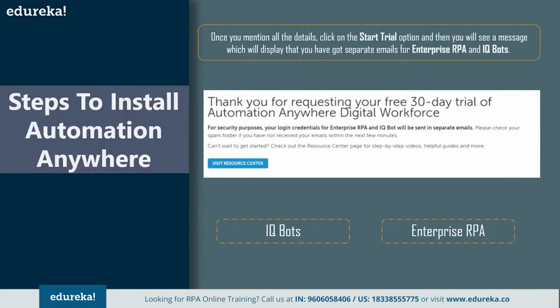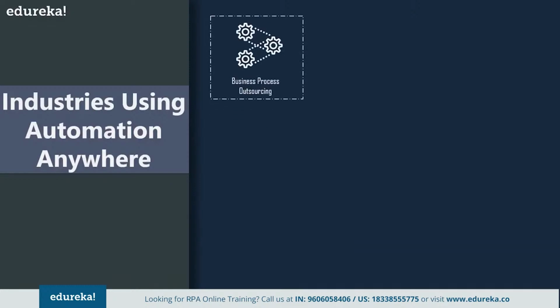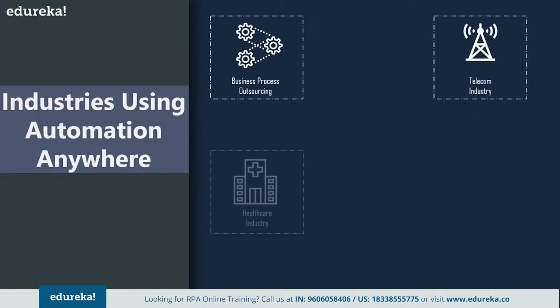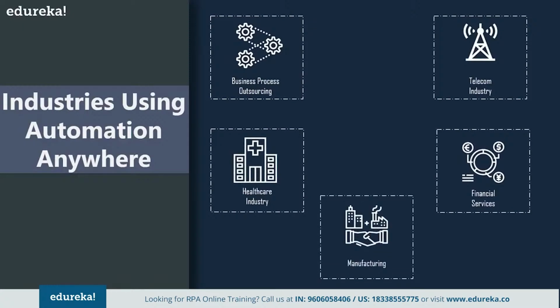Now let's look into the next topic, that is, top industries using Automation Anywhere, right? So the top industries using Automation Anywhere are business process outsourcing, the telecom industry, the healthcare industry, financial services, and marketing. Coming to business process outsourcing, automation is basically used in this industry to reduce the operational cost, improve operational performance, and increase the capacity of the work.